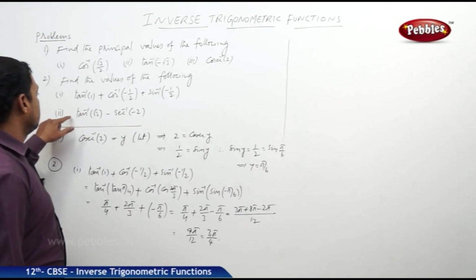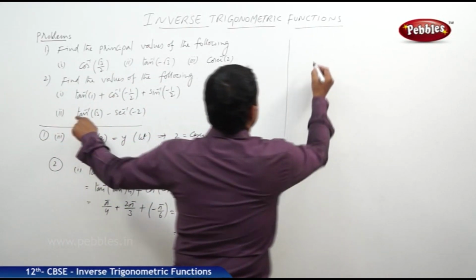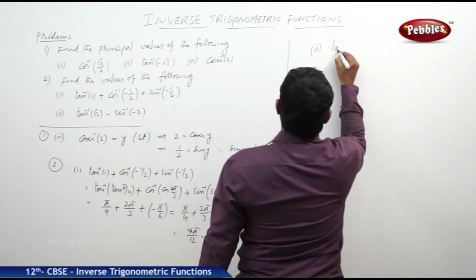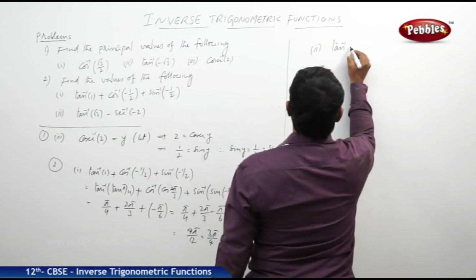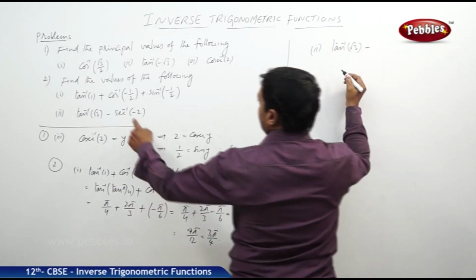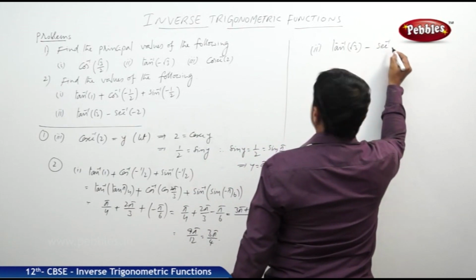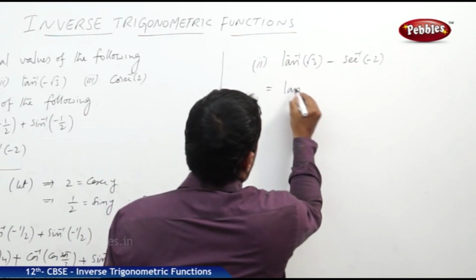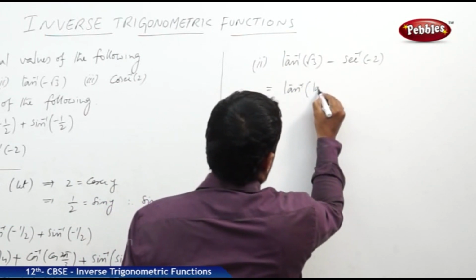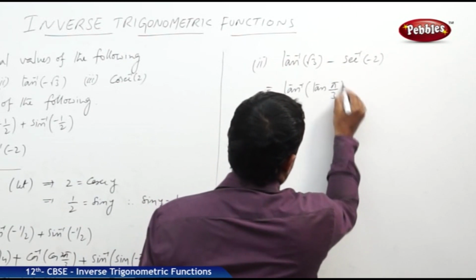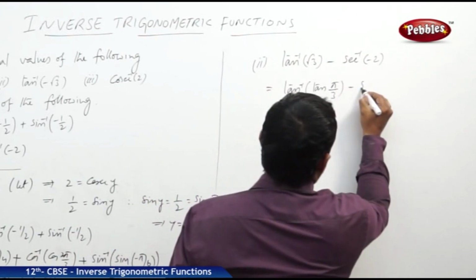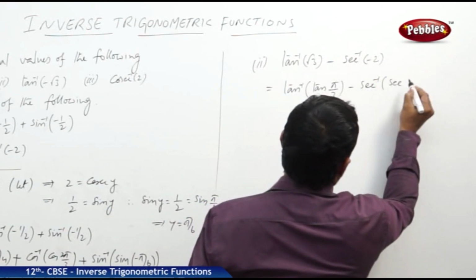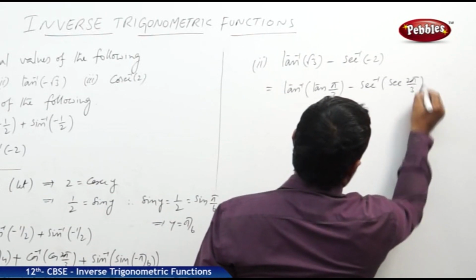Now there is one more problem here: find the value of tan inverse root 3 minus secant inverse minus 2. Tan inverse of root 3 is equal to pi by 3, and secant inverse of minus 2 is equal to 2 pi by 3.